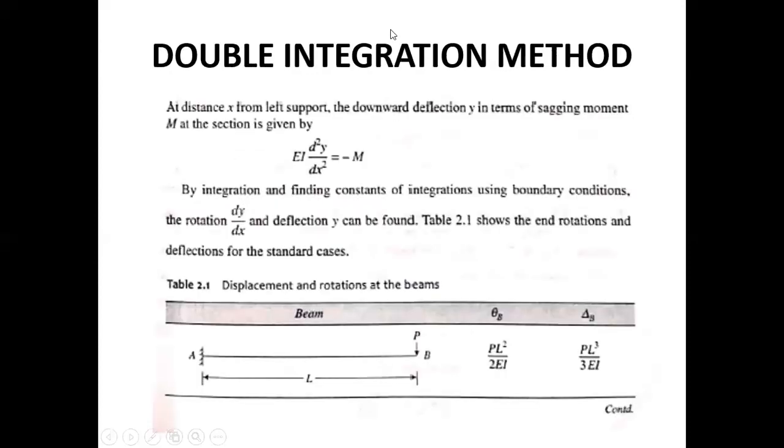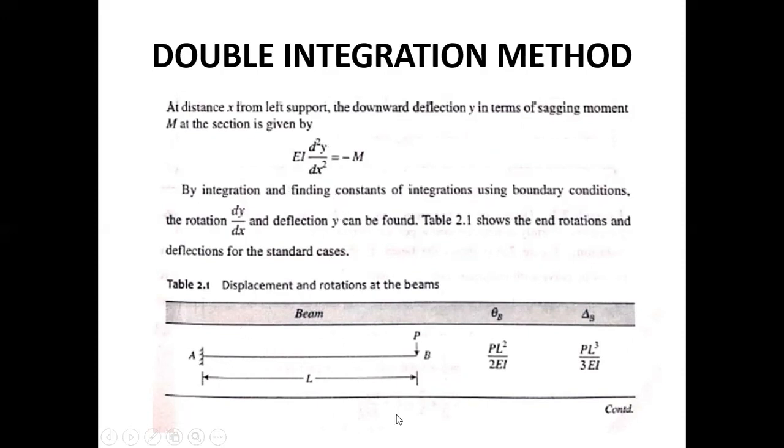First of all, the double integration method. We all know this equation: EI d2y by dx2 is equal to minus M. M is the bending moment, dy by dx is the slope, and y is the deflection. By integrating this equation once, we get EI dy by dx, and by double integration of this equation we get the value of y, that is the deflection.